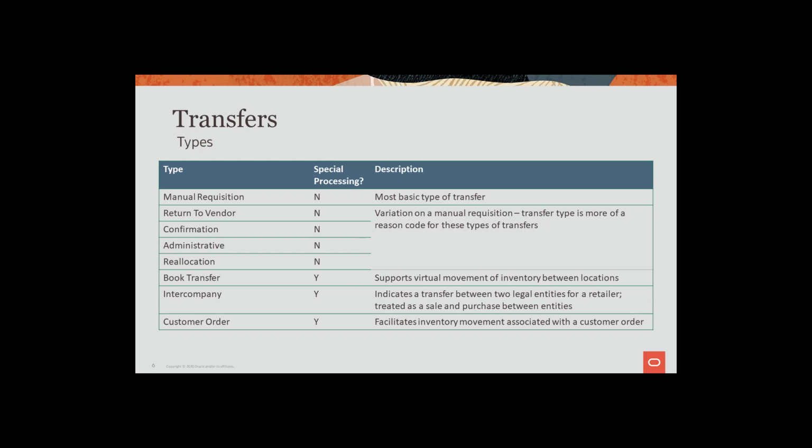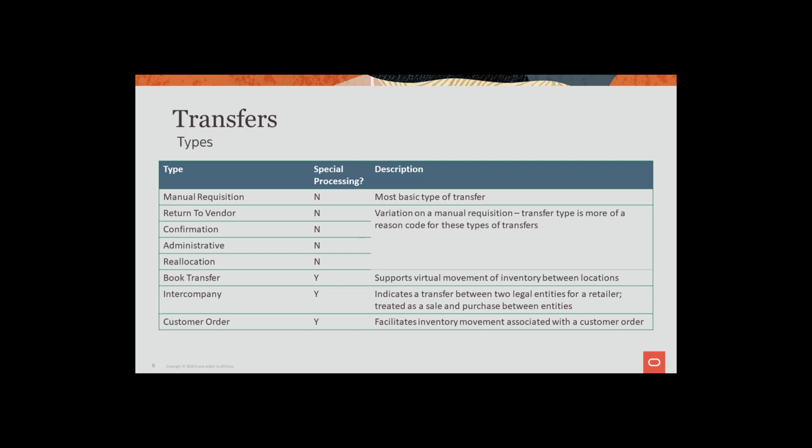Other transfer types have special processing tied to them. A book transfer is used to move goods from one location to another where there isn't a physical movement of goods. This is normally used for transfers between two virtual warehouses within the same physical warehouse, but has other applications as well. Book transfers are executed and closed as soon as they are approved.